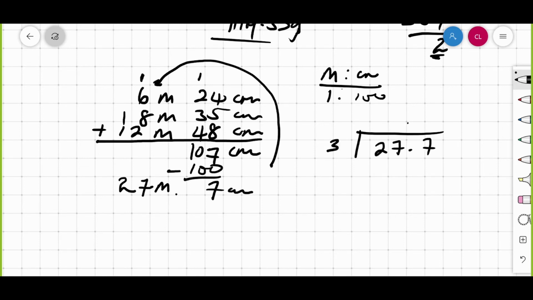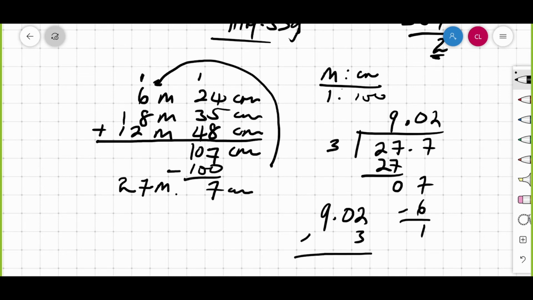Let's put up our decimal point first. 3 into this will go 9 whole times. This would be 27. We have 0. 3 into 0, that can't work. So let's go 0. Bring down the 7. 3 into 7 goes 2 times. 2 3s would give us the 6. We have 1. Let's test our answer to see if this is right.